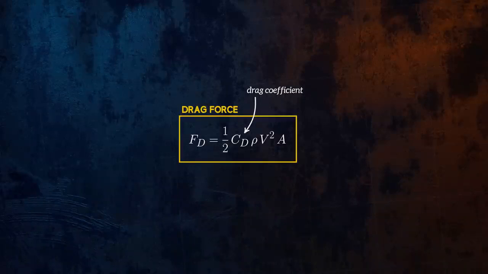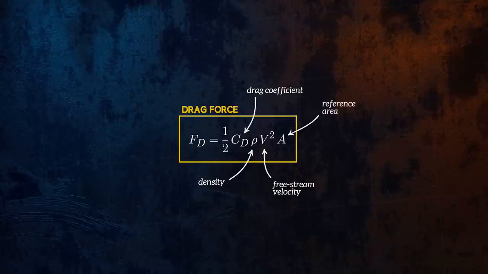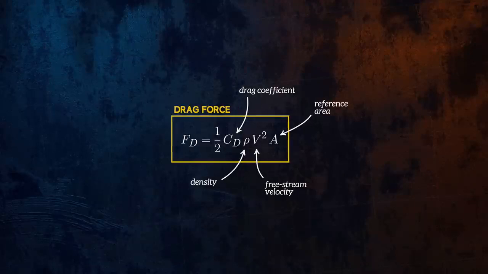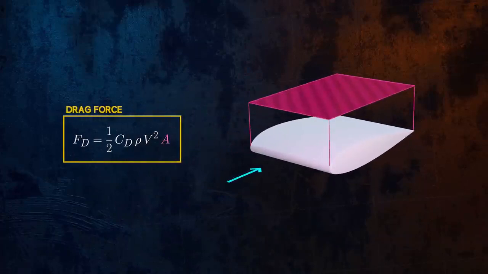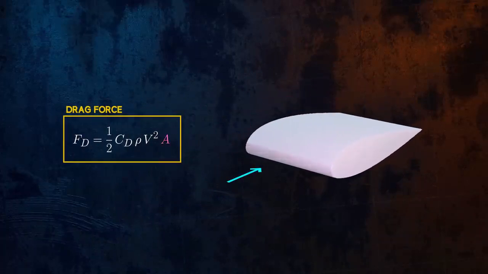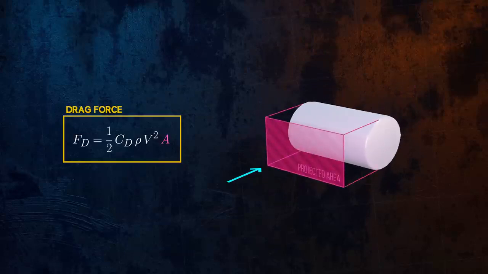The other terms in the equation are the fluid density ρ, the free stream velocity v, which is usually assumed to be steady and uniform, and A, which is a reference area that will depend on how the drag coefficient was determined. For airfoils and other streamlined bodies, A is usually the planform area, and for blunt bodies, it's usually the projected frontal area. The drag coefficient can vary quite substantially with Reynolds number.